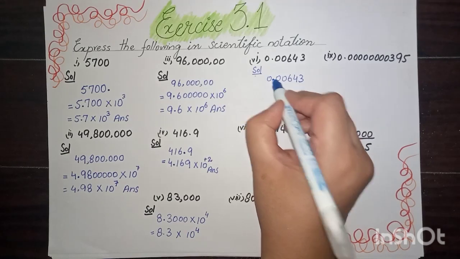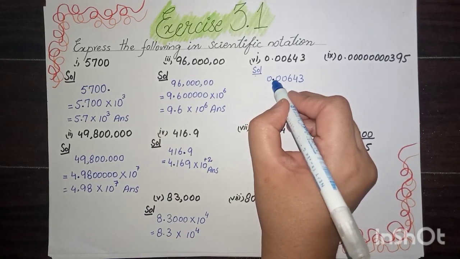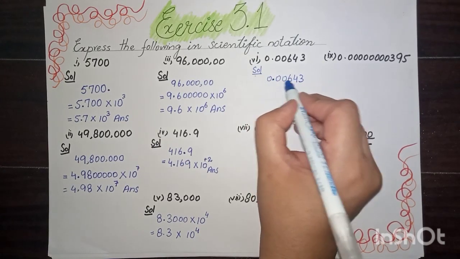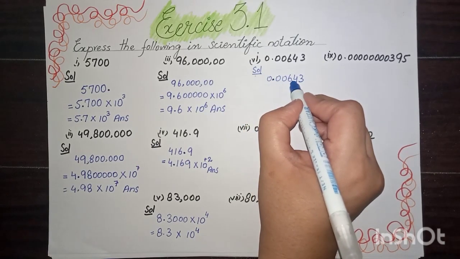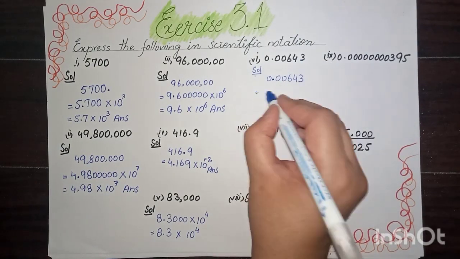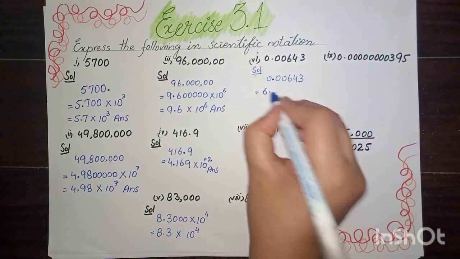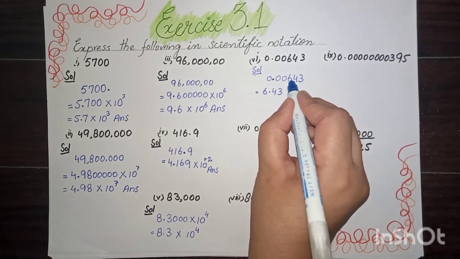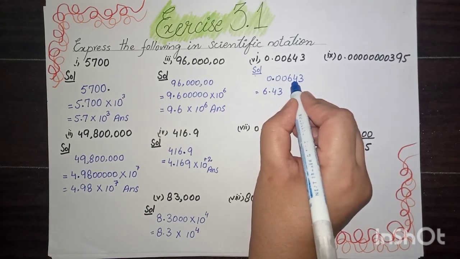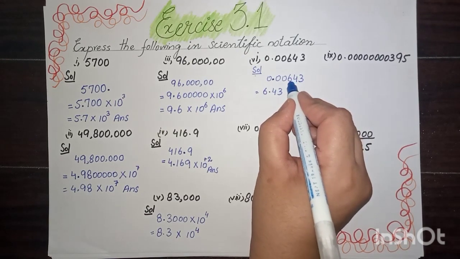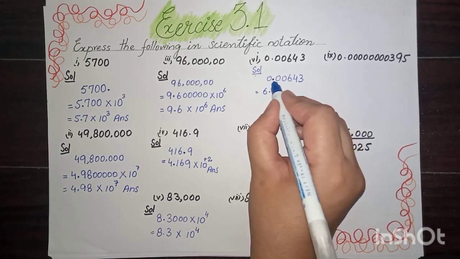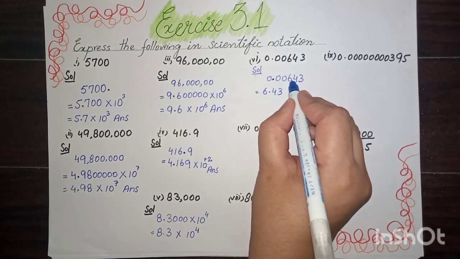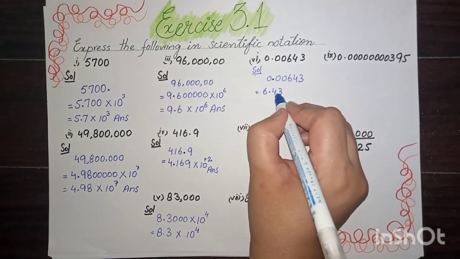0.00643. There is a decimal point. Now I will shift this decimal point from left to right. I am moving to the right side. I will write it like this, 6.43. I told you that for each and every first non-zero digit you will place a point. So my first non-zero digit is 6, so I will move this decimal towards the right side. So 6.43.